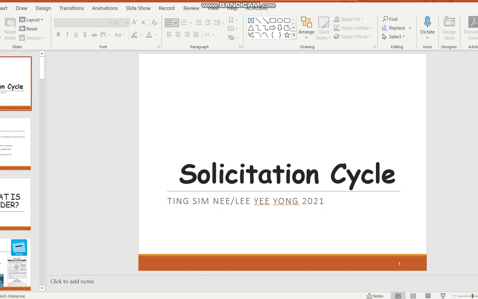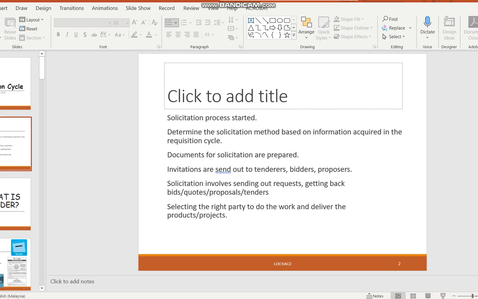The proposal can be a financial proposal, or it can be a technical plus financial proposal to the client to establish that relationship. This is the final bit whereby you go out and solicit, meaning that you go out and try to acquire the right group of people, or the right other party, to carry out the job for you. As a client, if you're coming from the client's perspective, okay? So we call this the solicitation cycle.